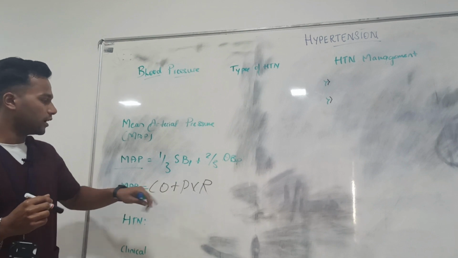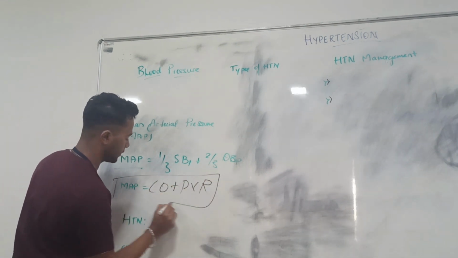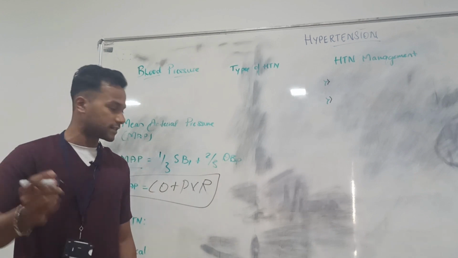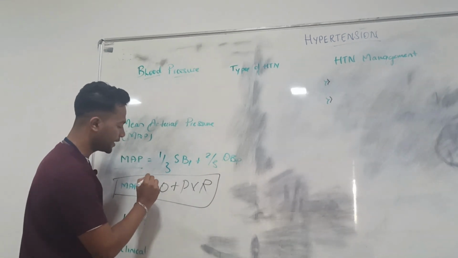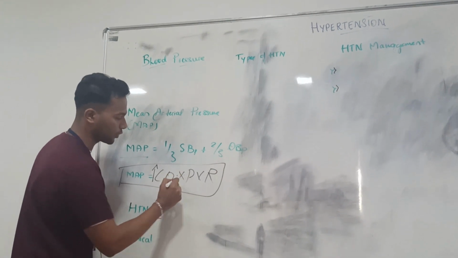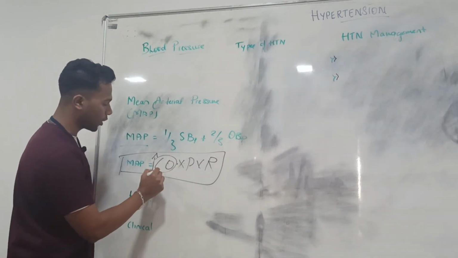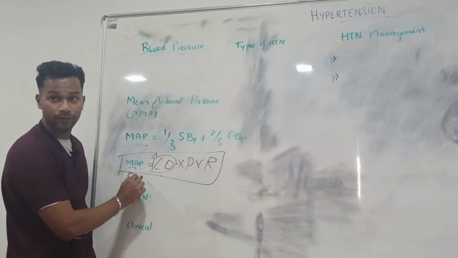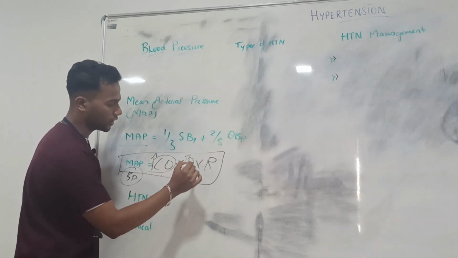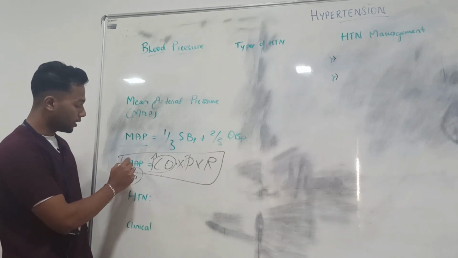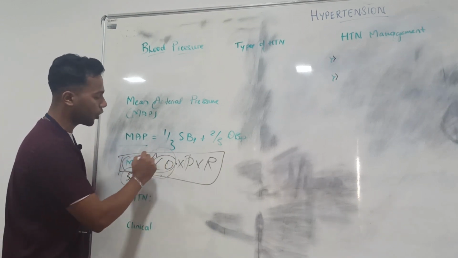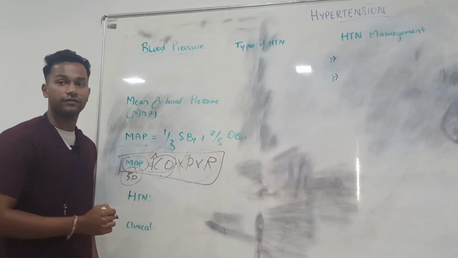So this is important to know the pathophysiology. In many cases there will be increased cardiac output. It's a product, I'm sorry. The increased cardiac output leads to increased mean arterial pressure, that is BP. Another thing is increased total peripheral resistance also leads to increased BP. So when will the cardiac output increase, or when will the total peripheral resistance increase?